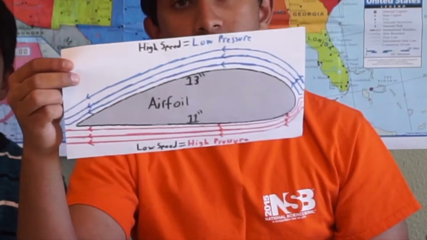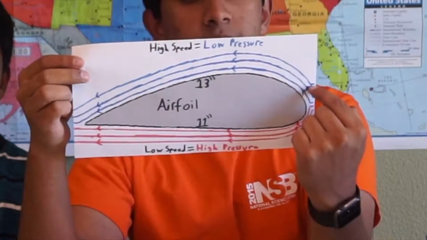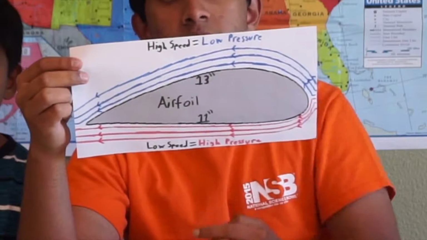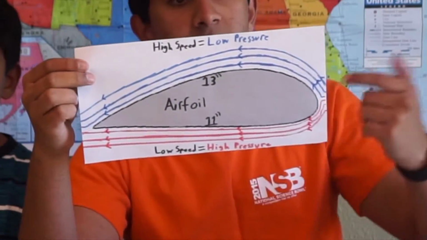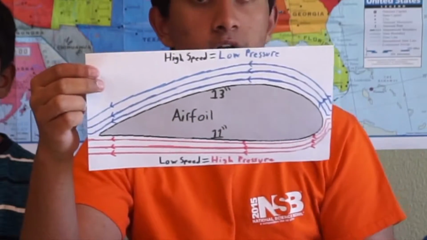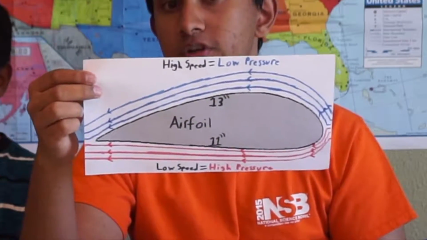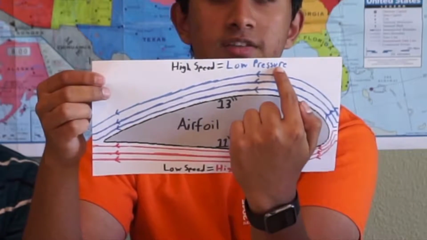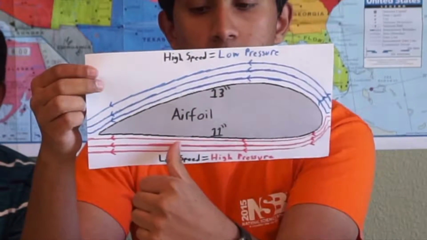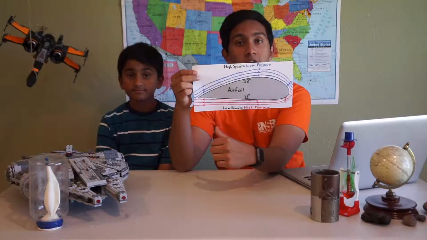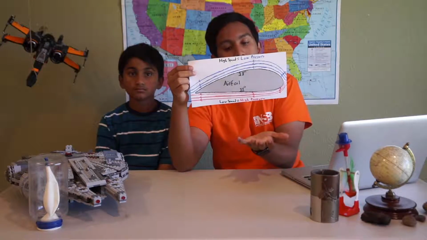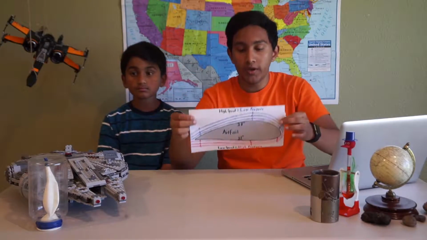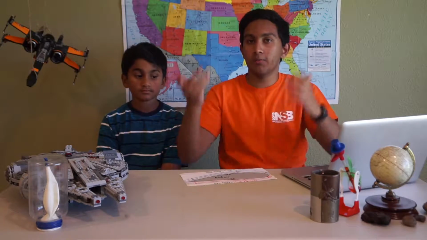So, as we can see over here, the air on top has to travel 13 inches in the same amount of time it takes the air at the bottom to only go 11 inches. So it needs to go faster on top, and the air at the bottom doesn't need to go as fast. And as Bernoulli's principle stated, the air that's going faster on top has a lower pressure, and the air that's going slower on the bottom has a higher pressure. And because of that pressure difference, the high pressure pushes the wing up, and the low pressure sucks the wing up. So the whole wing goes upwards, pulling the whole airplane with it.